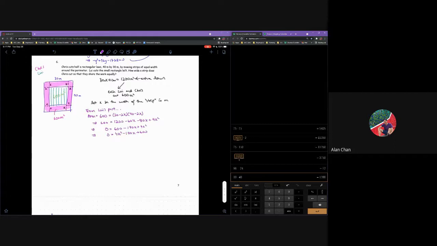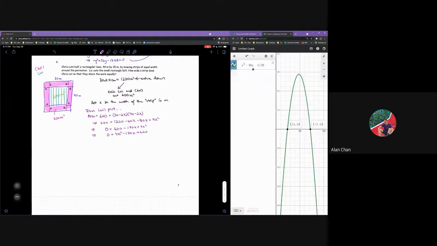I don't know. We have to graph it. So let's go to Desmos. We'll graph 4x squared minus 140x plus 600. You got this beast. And again, we're looking for the zeros. So it's 5 and 30. So we say x is equal to 5 or x is equal to 30.